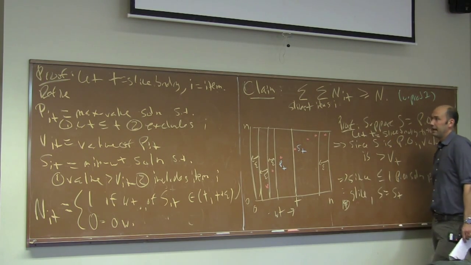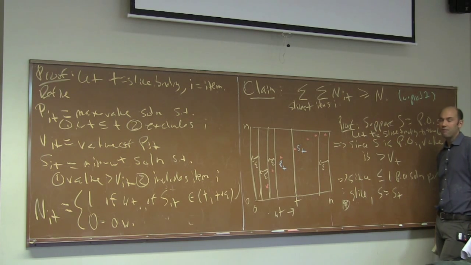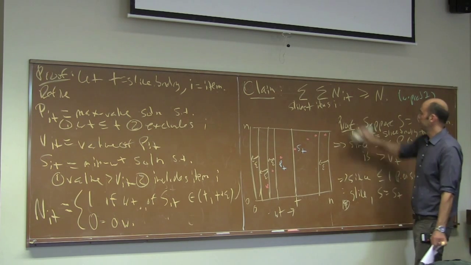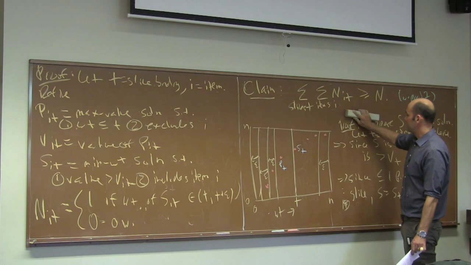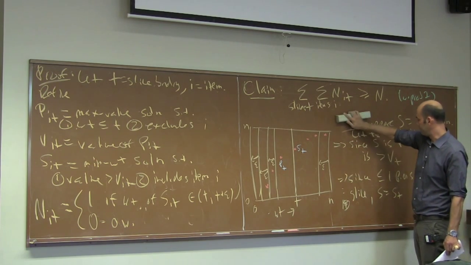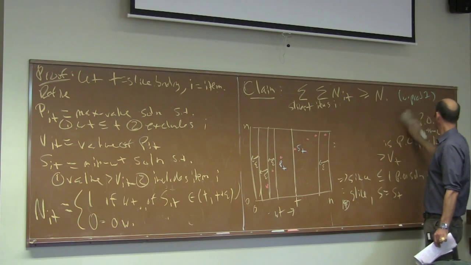So let me prove the claim to you, and then once we have the claim, it'll be reasonably straightforward to finish the proof. And the reason it's going to be straightforward is because these N_it are actually something we can reason about directly given our smooth hypothesis.